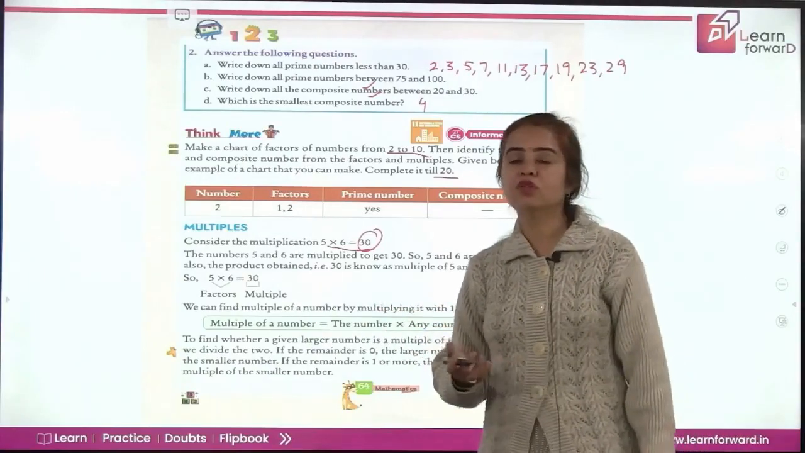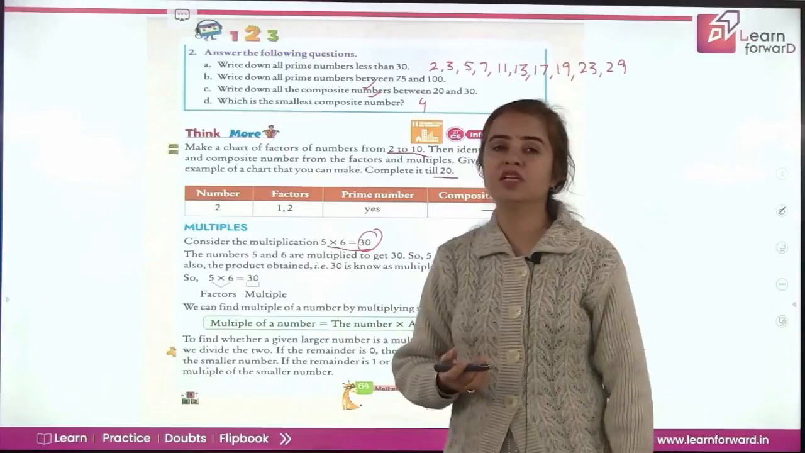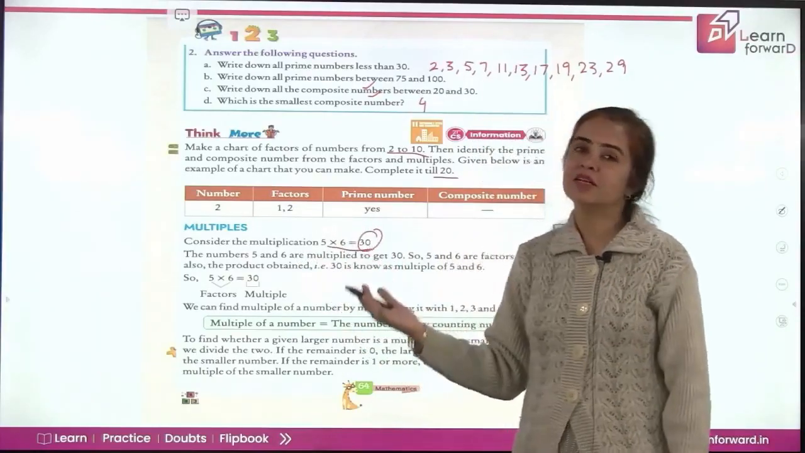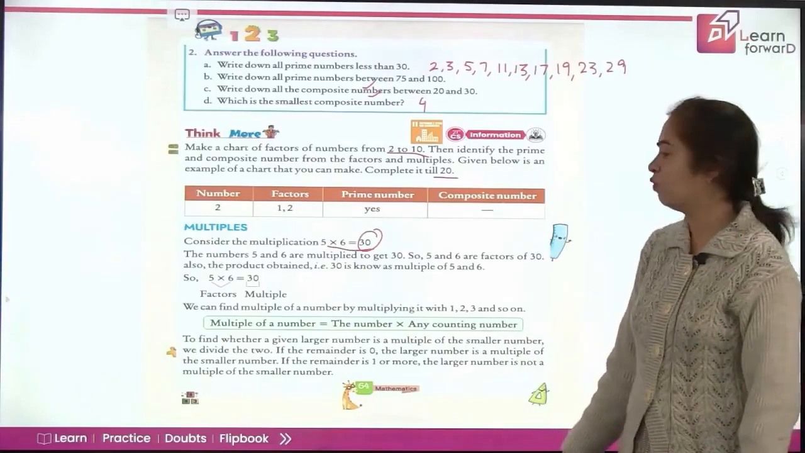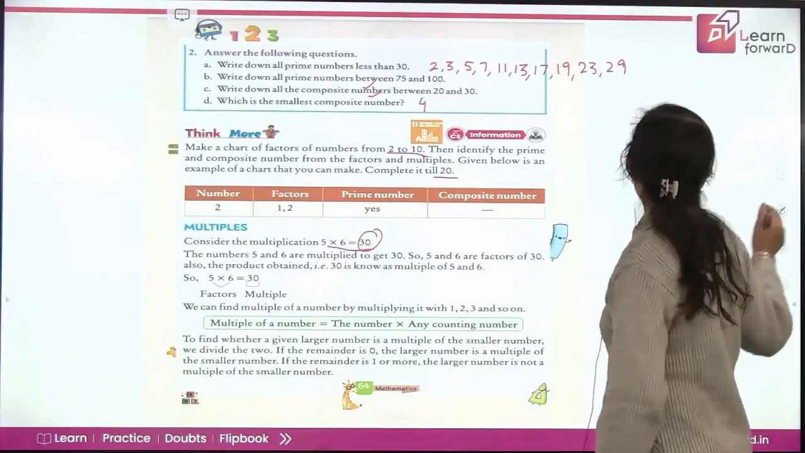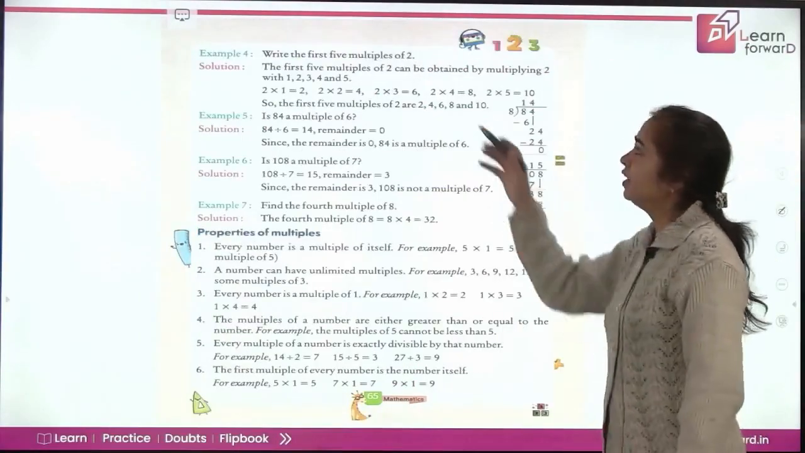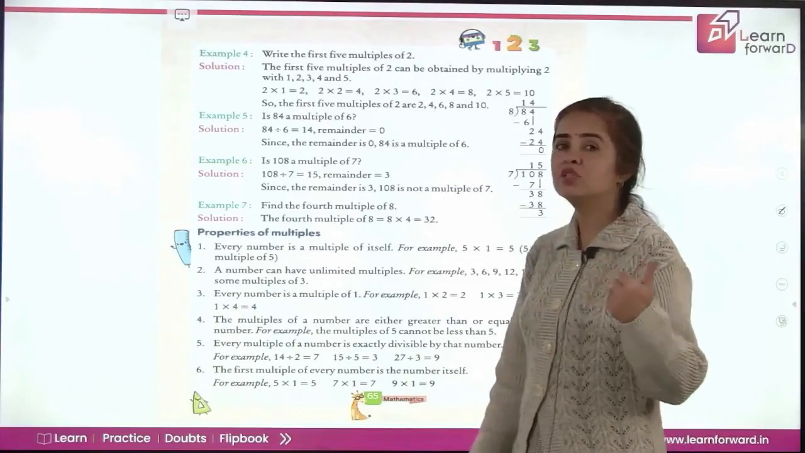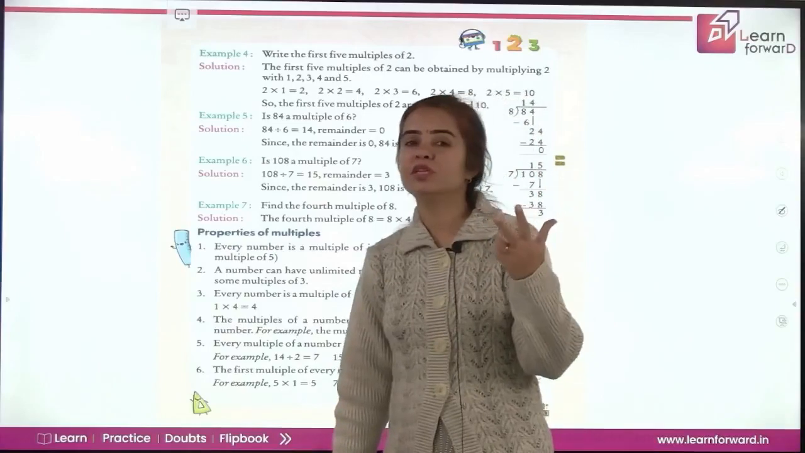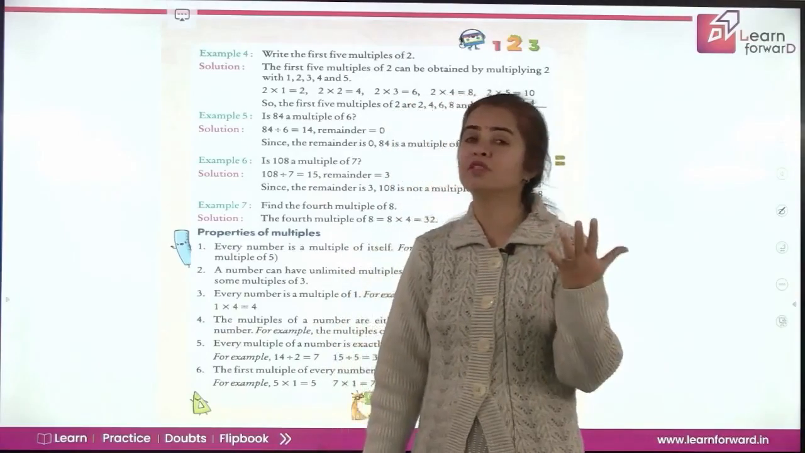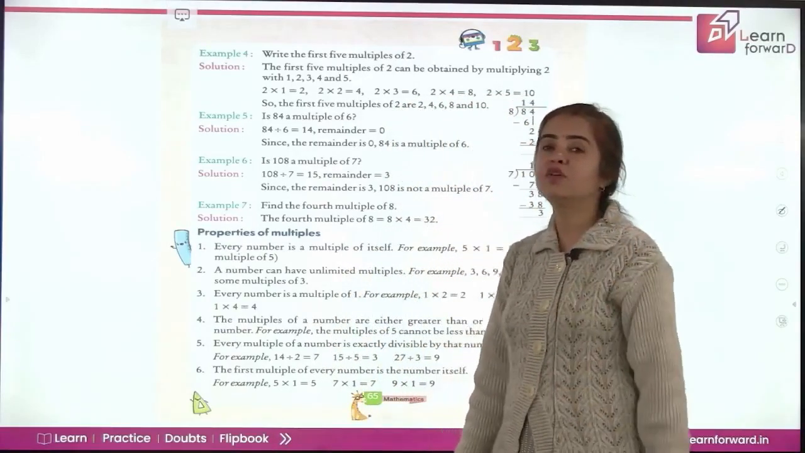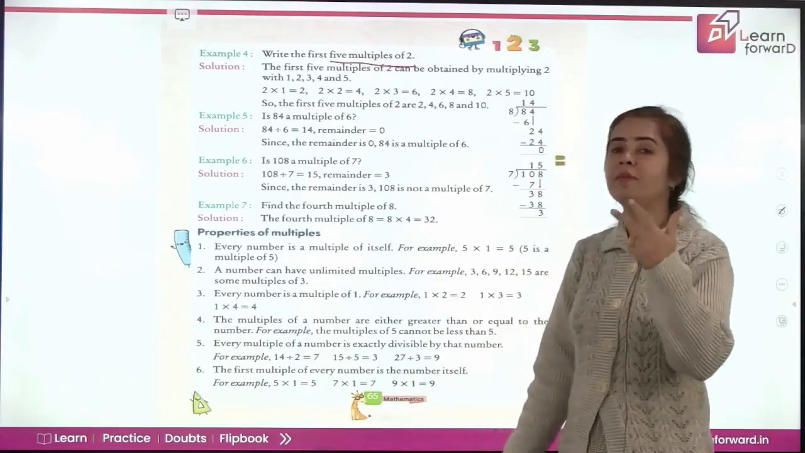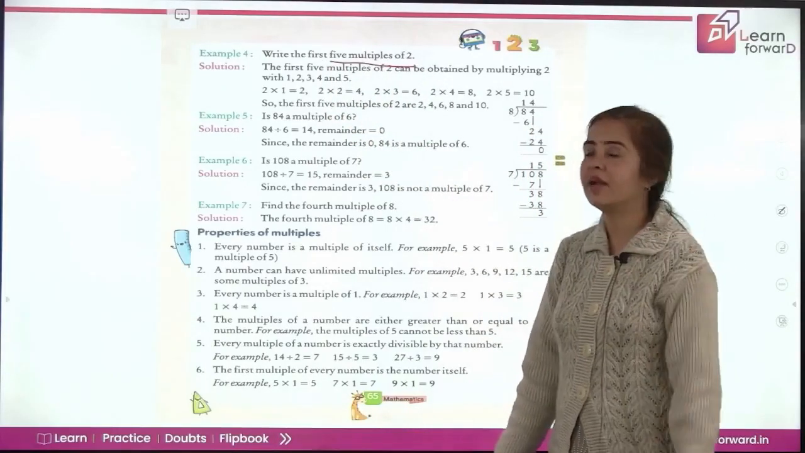A multiple of a number is the number multiplied by any counting number. So if I ask you which is the 5th multiple of 7, you'll just multiply 7 times 5, which is 35. This is how we get the multiples. Write the first 5 multiples of 2. So 2 times 1 is 2, 2 times 2 is 4, 2 times 3 is 6, 2 times 4 is 8, 2 times 5 is 10. So these are the first 5 multiples of 2. Just multiply by the numbers and you get that multiple.